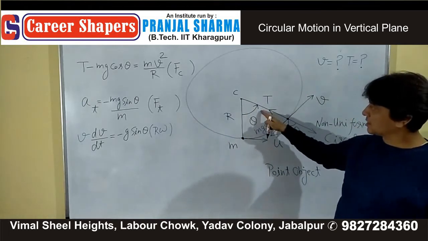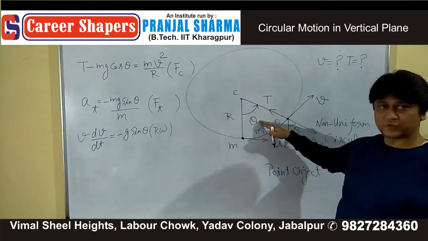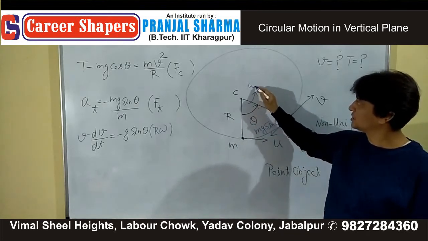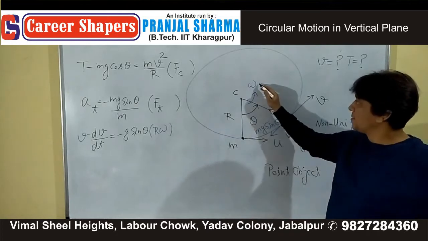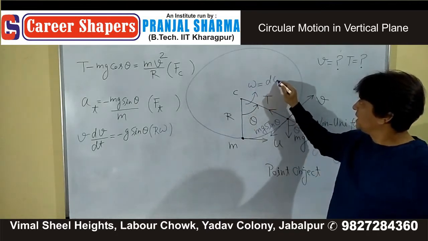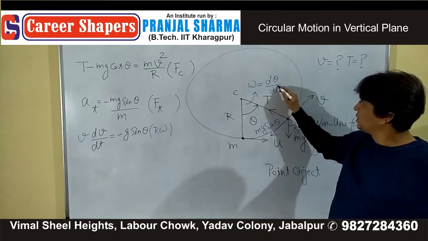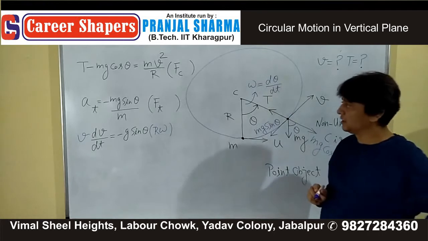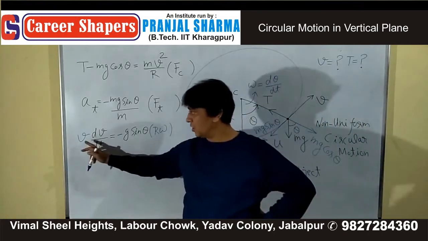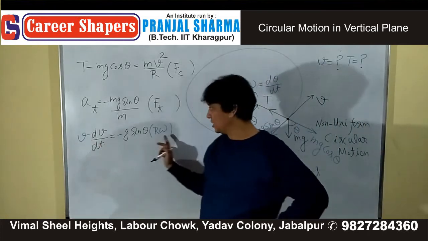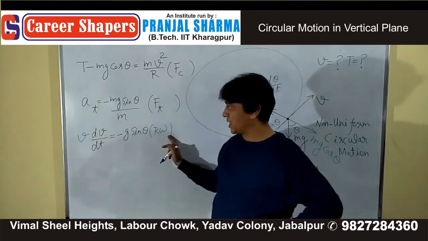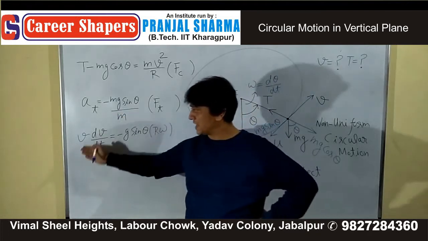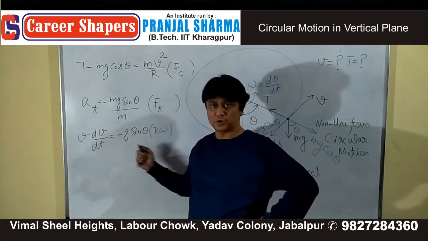When this rope makes an angle of theta, right here, angular velocity is what? Omega. And everybody knows what omega is: rate of change of angular displacement, d theta divided by dt. And we have this relation between velocity and angular velocity. V is what? R omega. This part and this part, they both are same. You can cancel them and you get the original information.